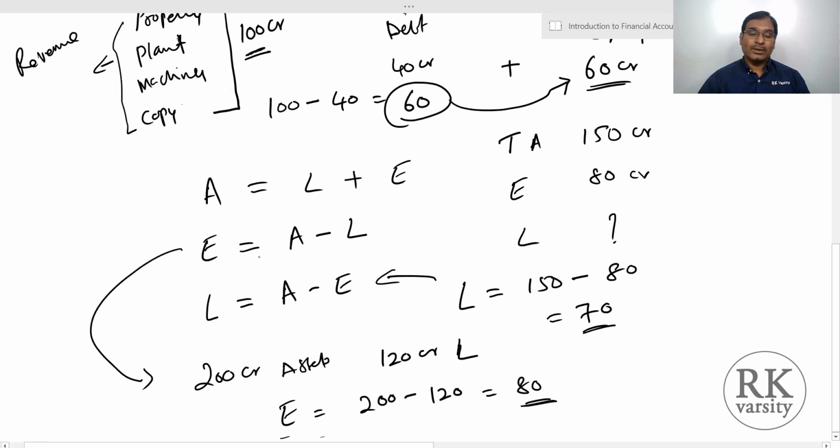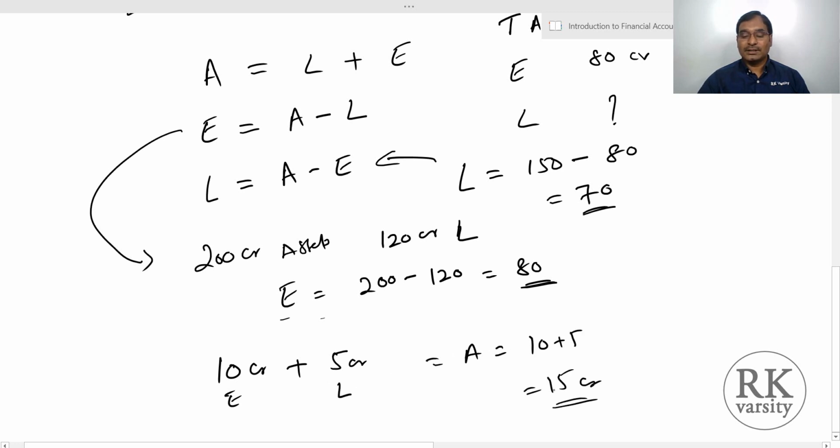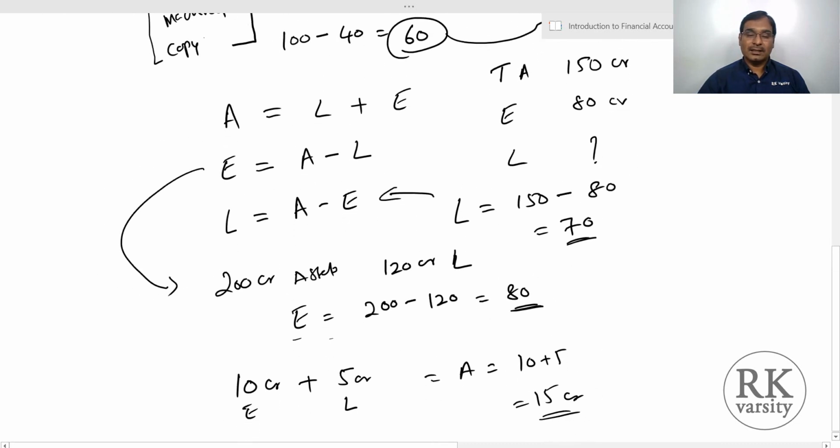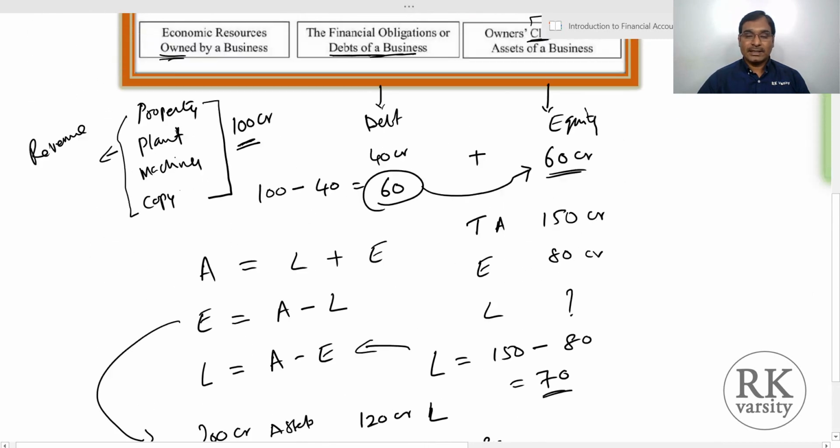So this way, with the help of the accounting equation, by knowing any two variables, we can easily identify the third variable. On the other side, suppose a group of individuals started a company with 10 crore of their investment and then borrowed 5 crore from the bank. This is their equity and this is the liability. Then your assets equals 10 plus 5, which equals 15 crore, the total assets. With any two variables, we can easily calculate the third variable.